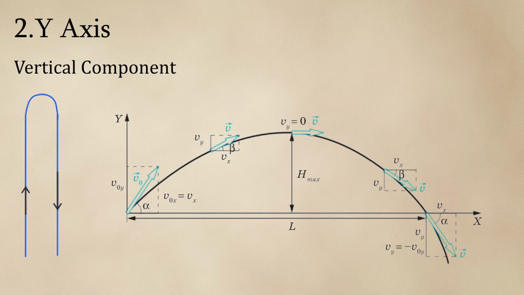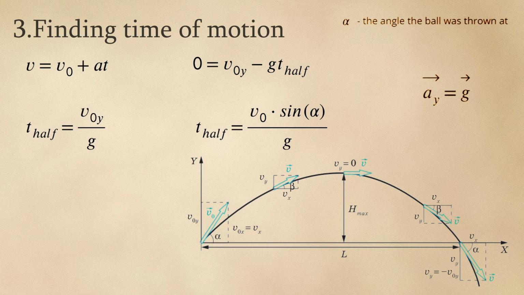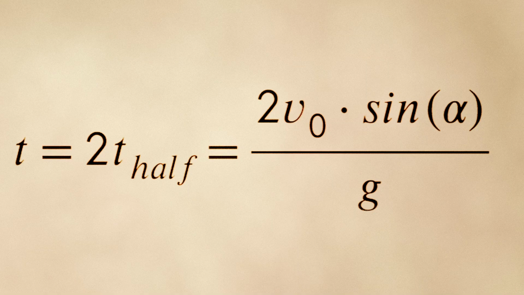Taking a look at our vertical component, by the time the ball hits the top of its trajectory, the velocity will be equal to 0, so using the acceleration formula, we can find the time by which the ball will hit the halfway mark. The standard formula for velocity at any given point is initial velocity plus acceleration times time. Since velocity at the halfway mark is 0, and acceleration is just gravity acting downwards, we get 0 equals v0y minus gt, or t equals v0y divided by g, or t equals v0 times sine alpha divided by g. And since the motion is symmetrical, if we double the time, we get the full time of motion.